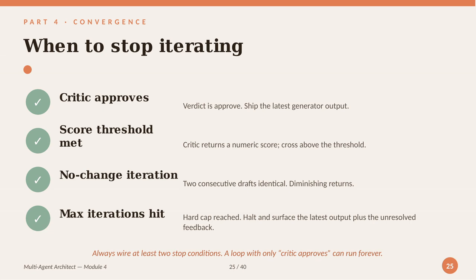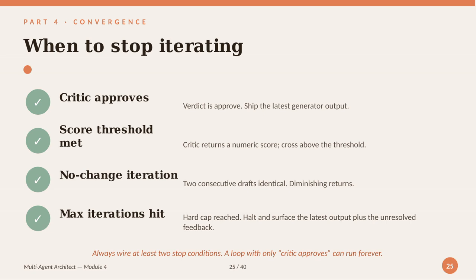4 convergence criteria. Wire at least 2 of them, always. Critic approves. The verdict comes back as approve. Ship the latest generator output. This is the happy path. Most loops should exit through here.